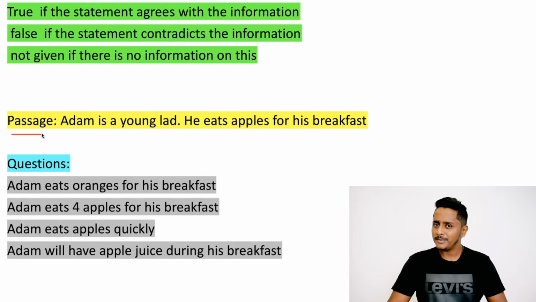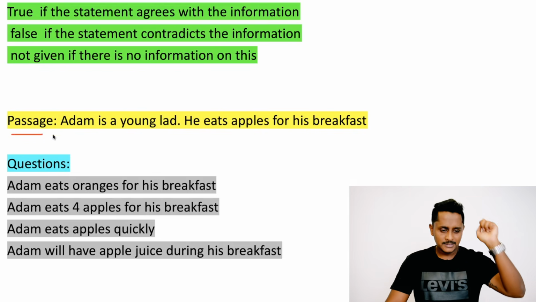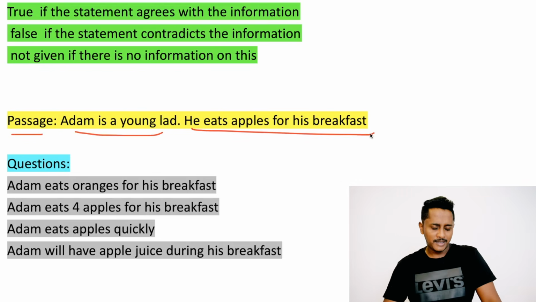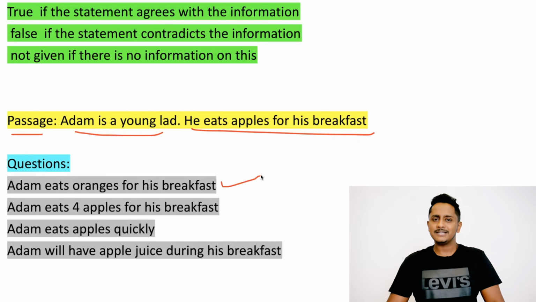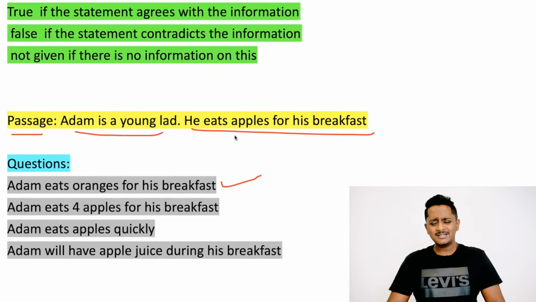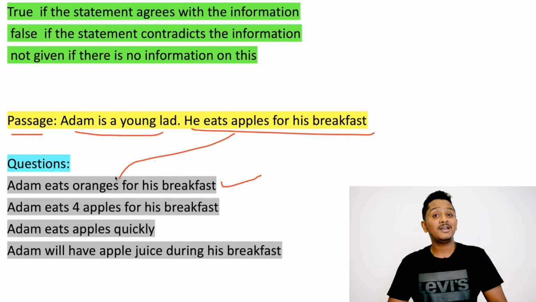So let's say the passage is a big passage, out of which a small line I reflect. Adam is a young lad. He eats apples for his breakfast. Very simple passage. Now the first question, let's say, says, Adam eats oranges for his breakfast. People say, no, oranges are not even mentioned. So I say, not given.